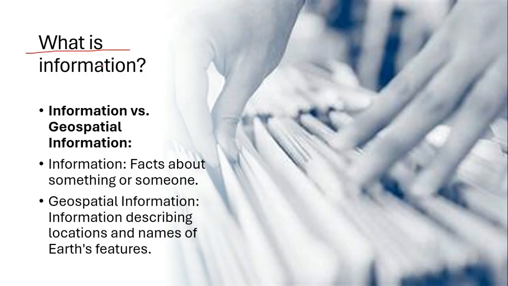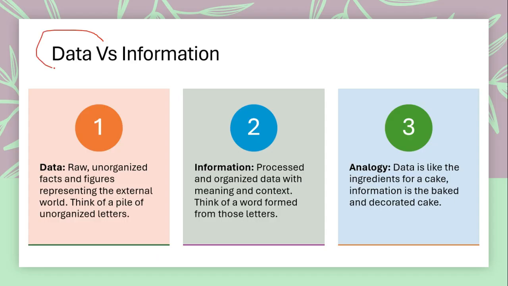Now next, what is information? Information is fact about something or someone, and when we relate information with geospatial information, then it is information that describes locations and names of Earth's features. From this slide you will get a clearer picture of data versus information.